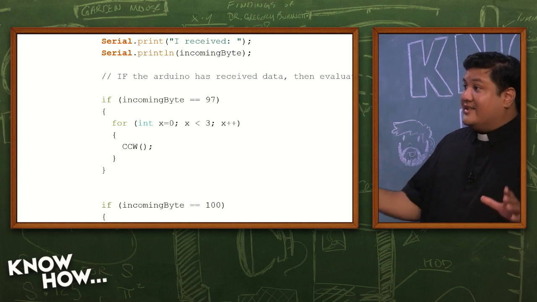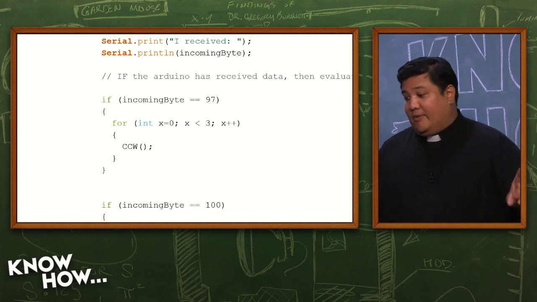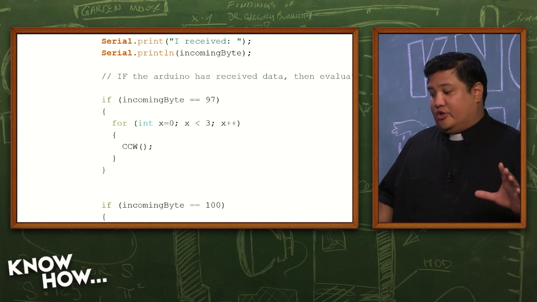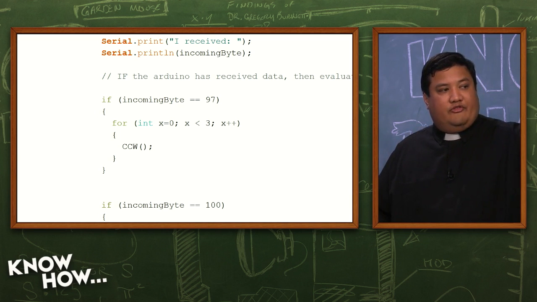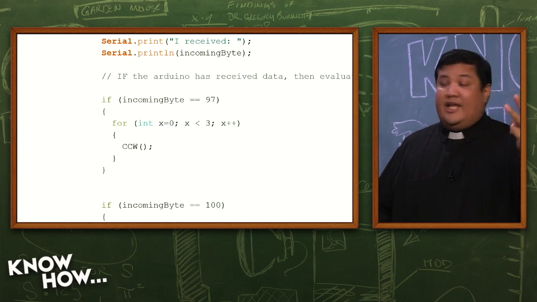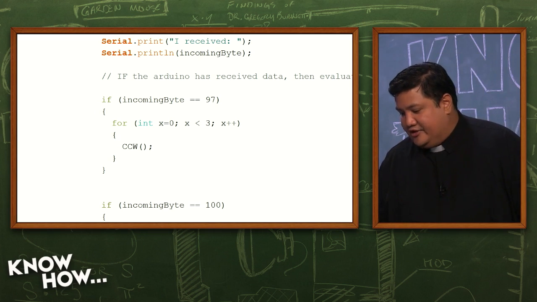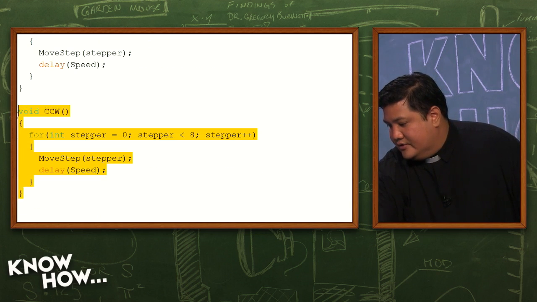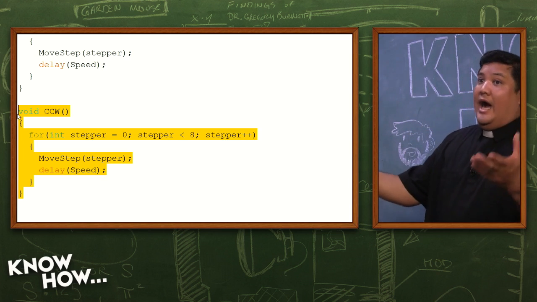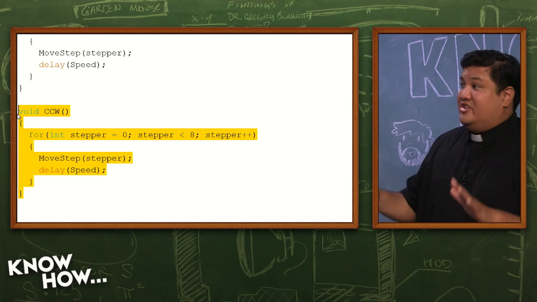Look at that. That's the code from last week for moving something counterclockwise. So if I hit the A key, it's going to loop the function CCW, counterclockwise, 3 times. So 0, 1, and 2. And that's the function down below. That moves the motor. Again, I lifted this straight. I did not change this at all from last week's.